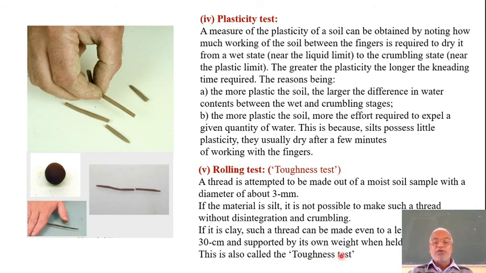And this is also called the toughness test or strength test. You can see that the 3 mm, 30 centimeter thread can be easily picked up by holding the ends. It will not be breaking. That shows its plasticity, right? If it breaks in between while lifting or while rolling, it indicates that it has a lot of silt rather than clay.